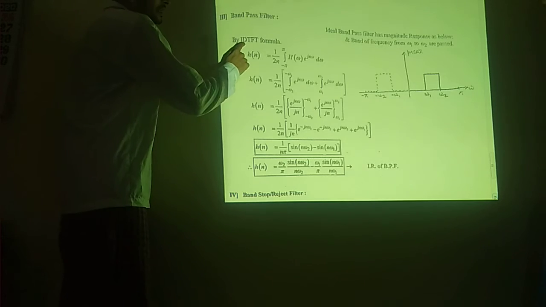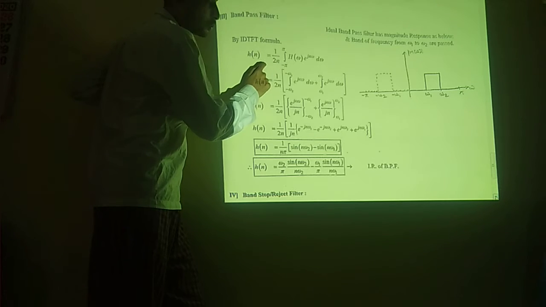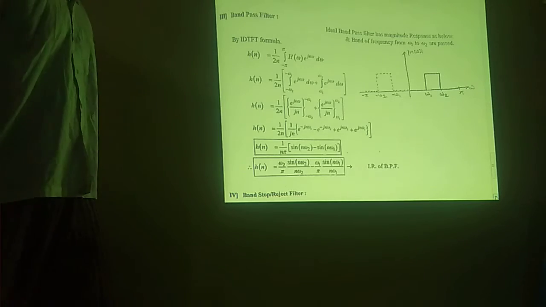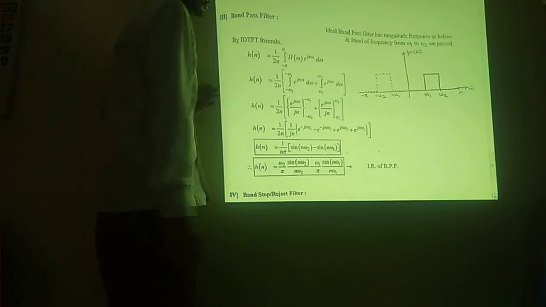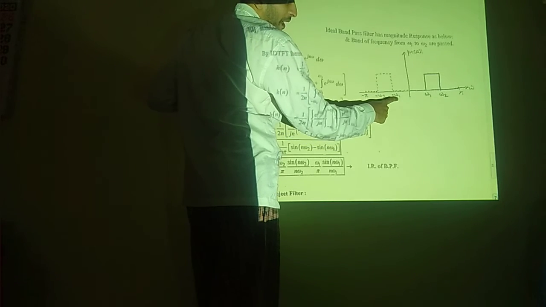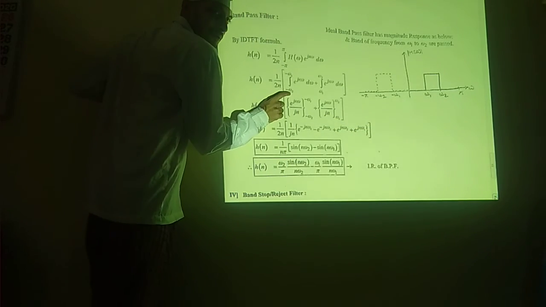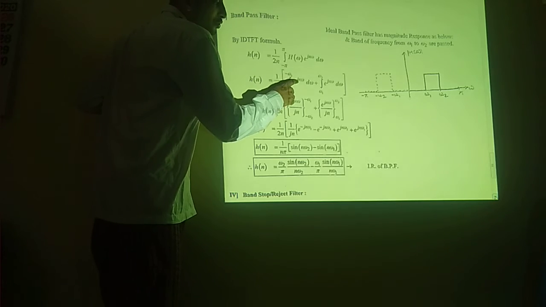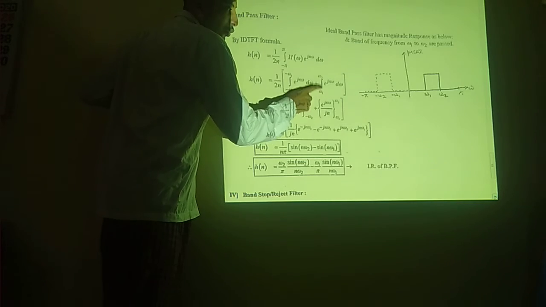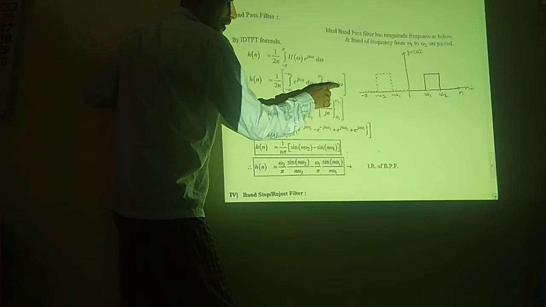By the inverse DTFT formula, we have to find h of n, the impulse response. So h of n is equal to 1 upon 2 pi, integration from minus pi to pi, H of omega e raised to j omega n d omega. Now let's substitute into the integration. If I make a replica of the same image, it is alive from minus omega 2 to minus omega 1, and it is alive from omega 1 to omega 2. So the limits will be from minus omega 2 to minus omega 1, integration of e raised to j n omega, because H of omega is equal to 1, plus integration from omega 1 to omega 2 of e raised to j n omega d omega.